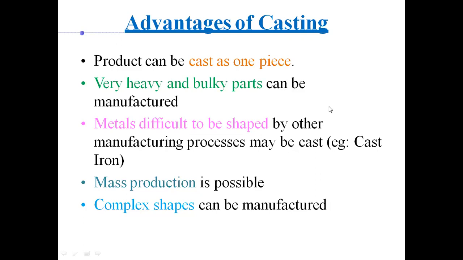Complex shapes can be manufactured. The other alternative is that you have to make a simple shape and then machine it or forge it. Several processes have to be performed. But when it comes to casting, whether you're doing shell molding, die casting, investment casting, or even sand mold casting, very complex shapes can be manufactured with a lot of details. I'll show you some examples, hopefully, that will help you understand what complex shapes we can make with casting. Because the metal can be poured into all those cavities and you get this complex shape. Otherwise, you have to go for further machining, if not for casting.